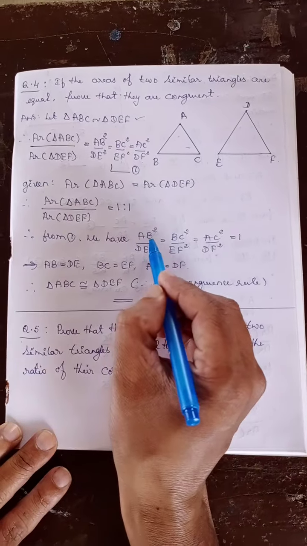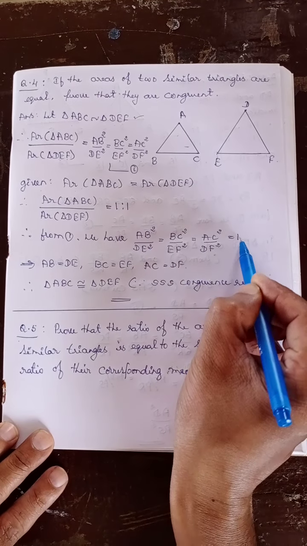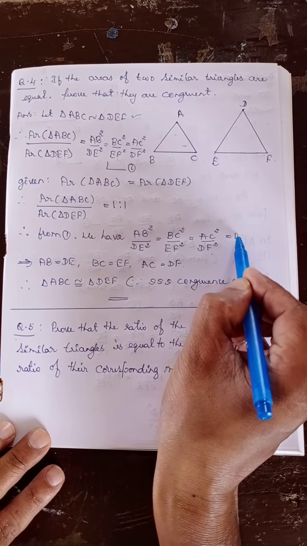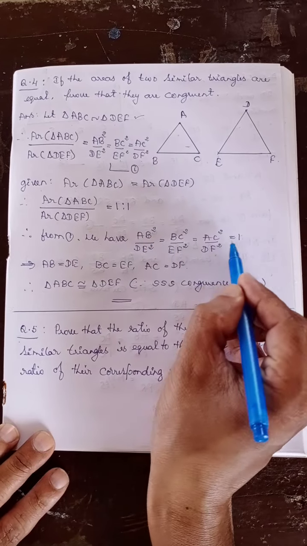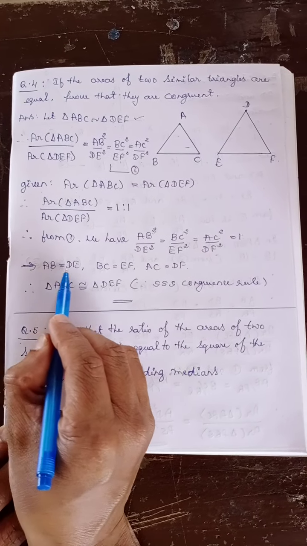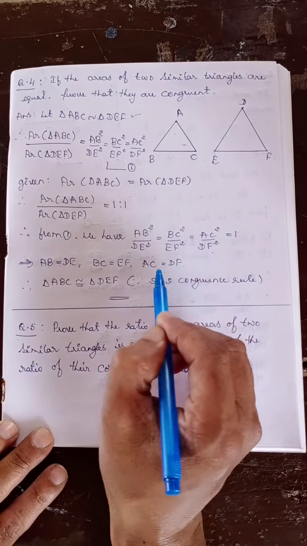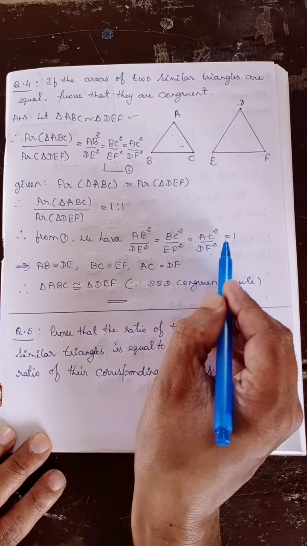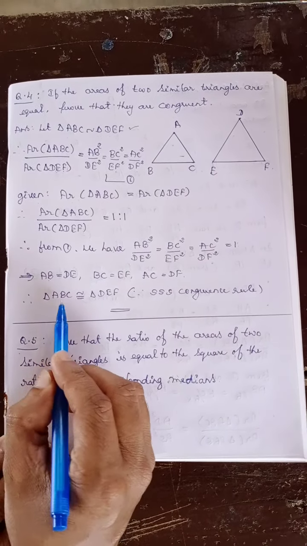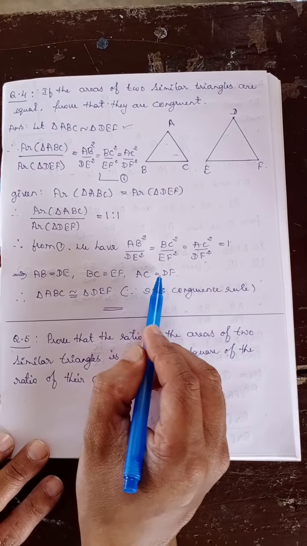Now AB square by DE square is equal to 1 means AB square is equal to DE square, if and only if AB is equal to DE. Hence we write AB is equal to DE, BC is equal to EF, and AC is equal to DF. Therefore here all the corresponding sides are equal.